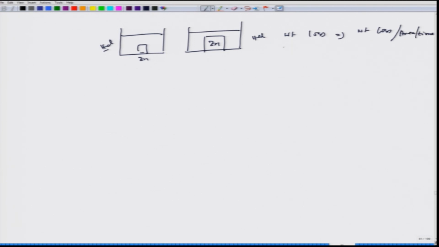But when we have weight gain, then we have to mention that it is basically no corrosion is taking place. No, it is not like that.